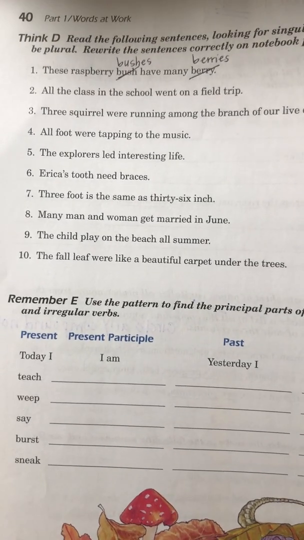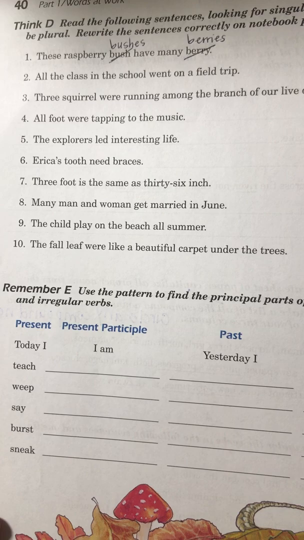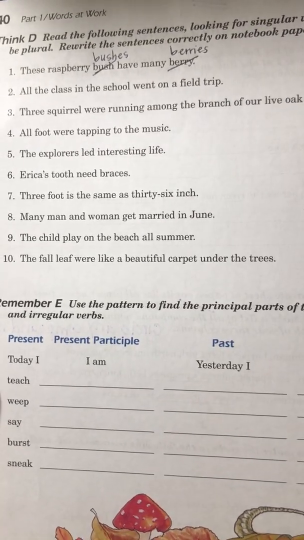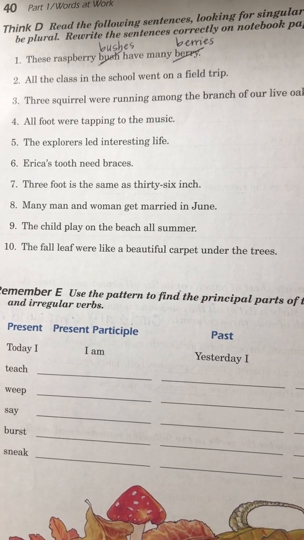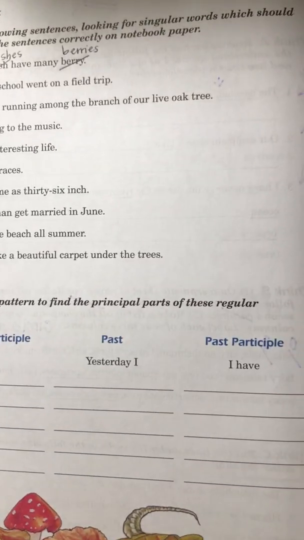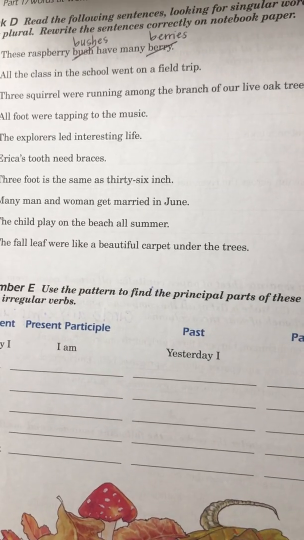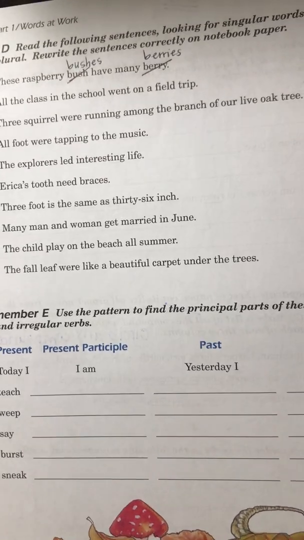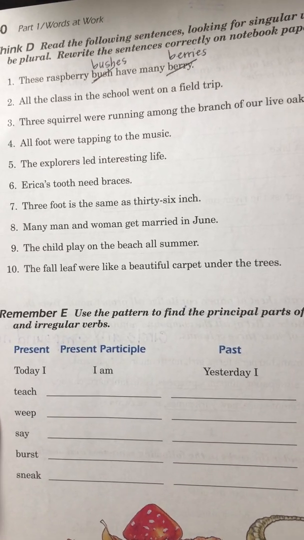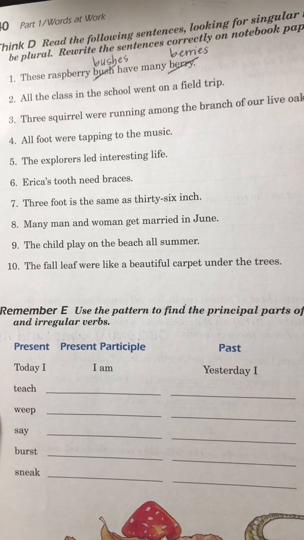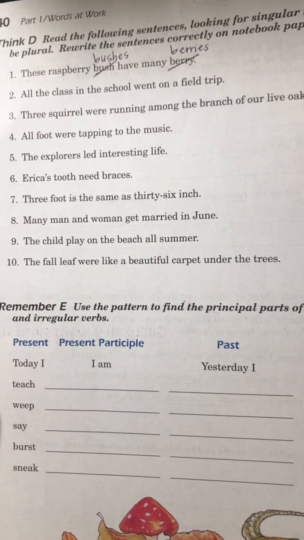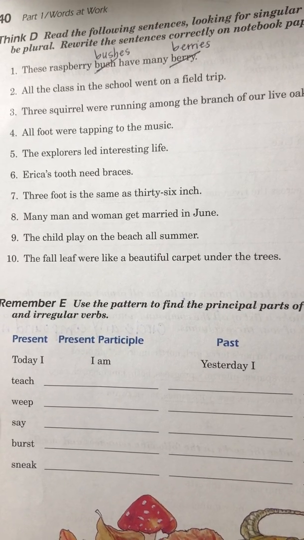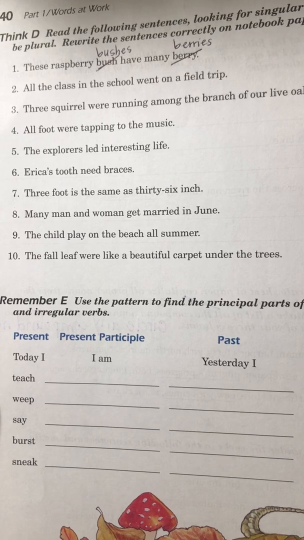Down for Remember E, remember that we are going back to something that we've already learned in the past. And in this case, we're going back to present, present participles, past, and past participles. So it says, use the pattern to find the principal parts of these regular and irregular verbs. And of course, you can go back to the section where we learned all of these principal parts. However, I think that once you read the word, you will remember and become very familiar quickly. So let's do an example.